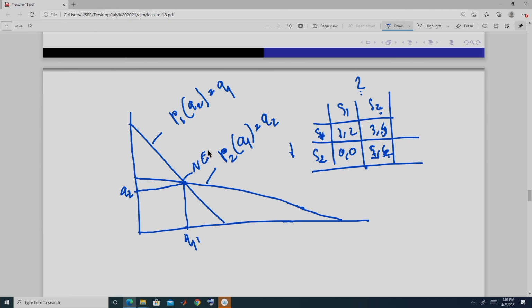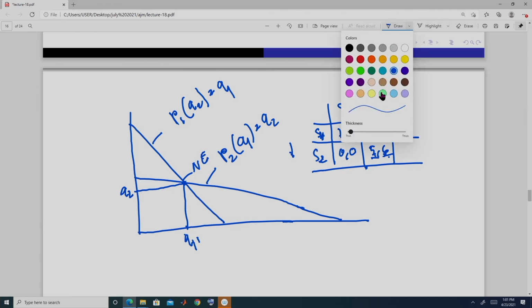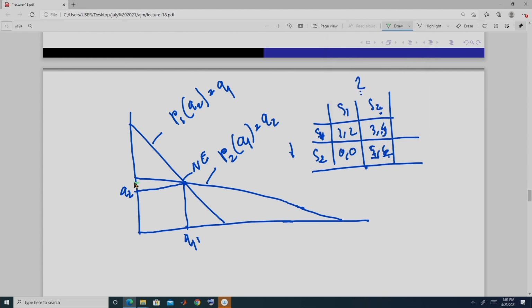But consider any other point like this here. Suppose firm 1 thinks the output of firm 2 is this much, then it is going to produce this level of output. If it produces this much output, then firm 2, whose reaction function is this, should produce this much, not this. So, that is why they are not matched.